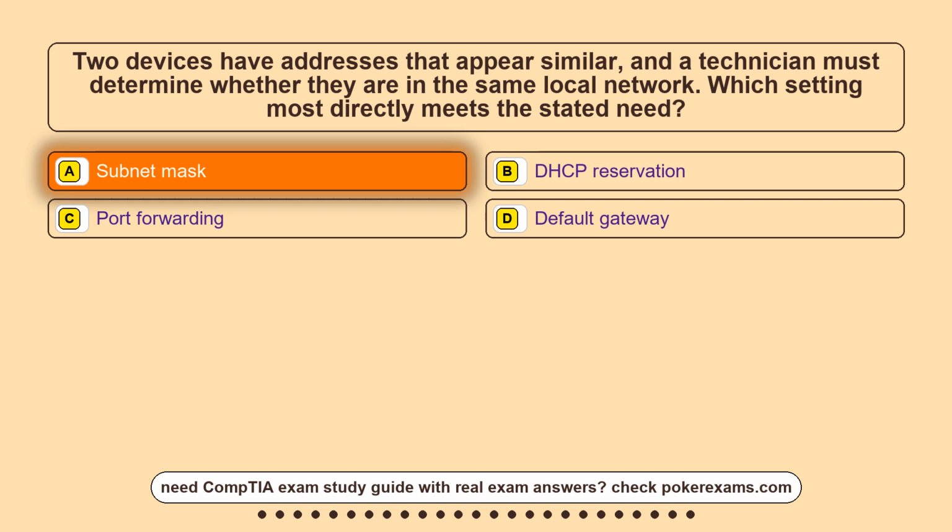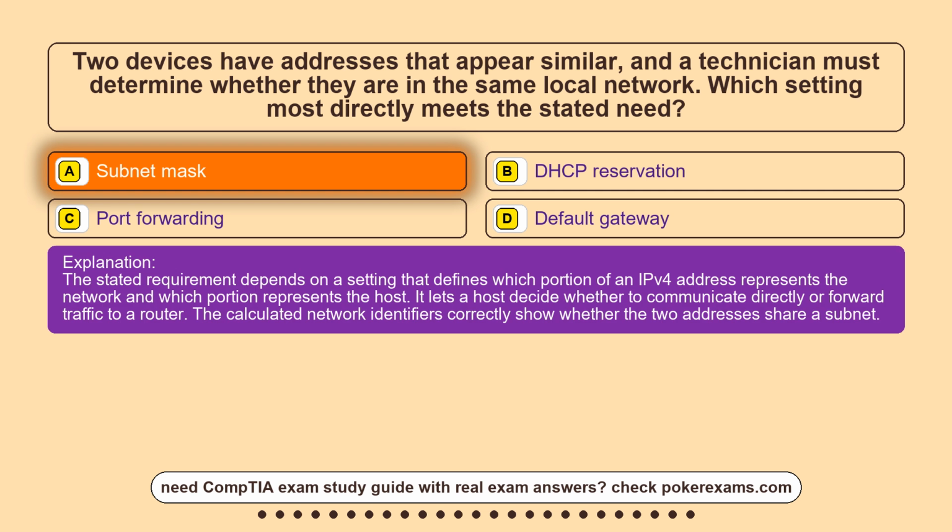The correct answer is option A. Subnet mask. The stated requirement depends on a setting that defines which portion of an IPv4 address represents the network and which portion represents the host. It lets a host decide whether to communicate directly or forward traffic to a router. The calculated network identifiers correctly show whether the two addresses share a subnet.